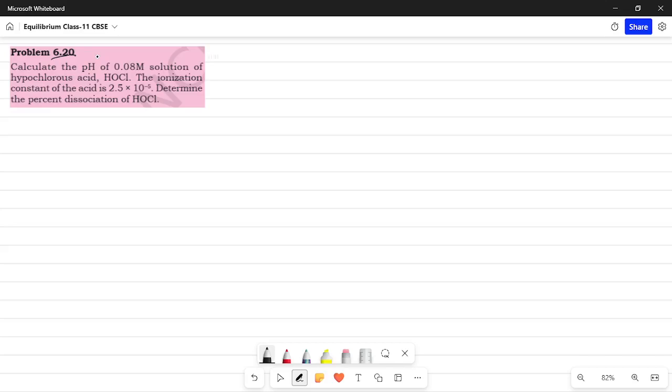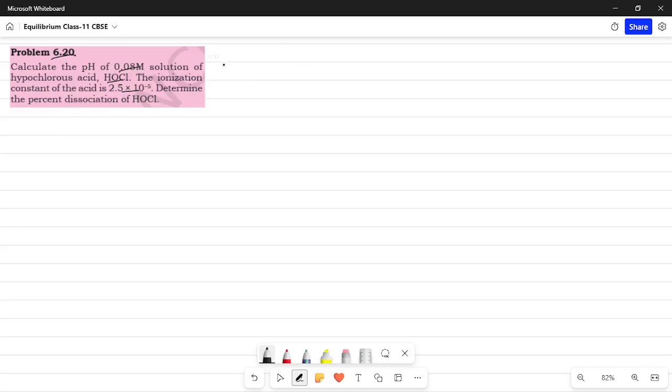Calculate the pH of a 0.08 molar solution of hypochlorous acid, which is HOCl. The ionization constant is 2.5 into 10 to the power minus 5. Determine the percent dissociation of HOCl. So we need to determine the percentage of dissociated HOCl, and we need to calculate the pH.